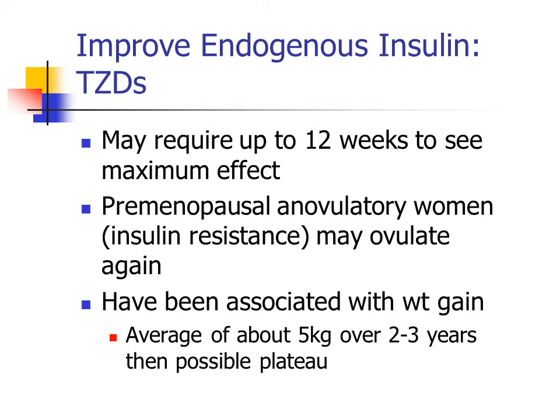One counseling point is that your premenopausal female who is anovulatory due to insulin resistance may again ovulate. So for patients who haven't had a menstrual period and suddenly start having them again, this is something you want to warn them about so that they're not surprised. The TZDs have been associated with weight gain, and that's an average of about 5 kilos over 2 to 3 years, and then a possible plateau at that point. But that's decently significant, so again, something to consider in your obese patient.